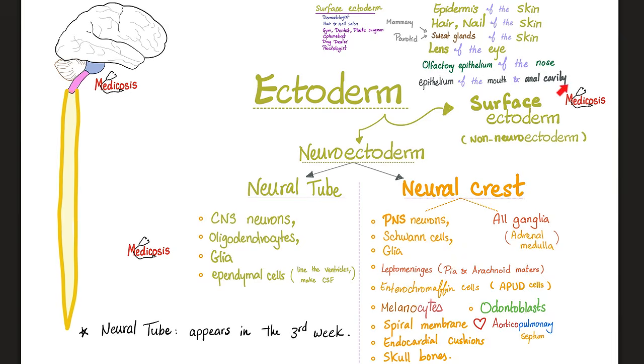It's gum and bum. So, you want a cool story to remember the derivatives of the surface ectoderm? There you go. Imagine that you went shopping. You were trying to find a hair and nail salon. Next to that, there was a dermatologist office because of the epidermis. So dermatologist and hair and nail salon. Then you went sweating into the gym next door. Next to that gym, there was an optometrist, the lens of the eye. Beside that, there was a flower shop where you stimulated your olfactory epithelium of your nose.